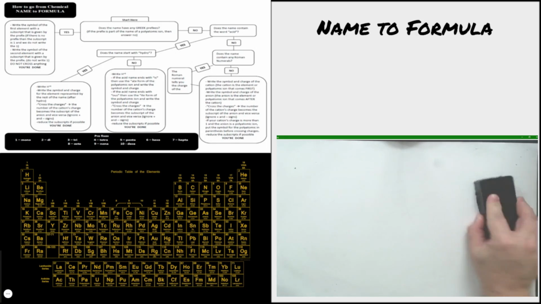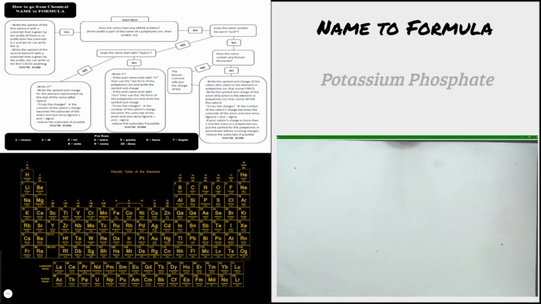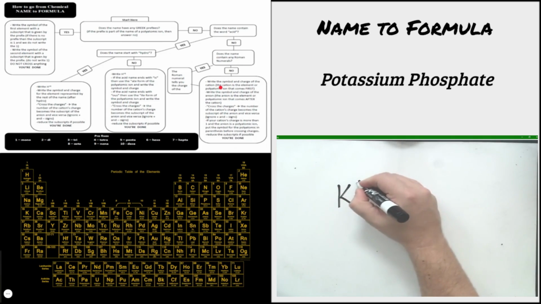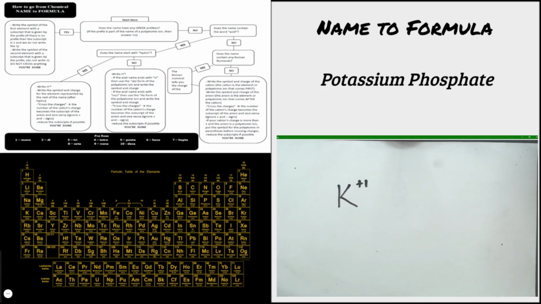Moving on, let's do some more examples. This may get a little tedious, but it gets the point across. So now we have potassium phosphate. All right, potassium phosphate. Does the name have any prefixes? No. Does it say acid? No. Does the name contain any Roman numerals? No. So potassium is K, and it has a charge of +1 because it's in group 1. Okay.